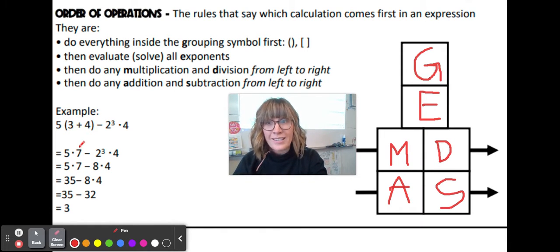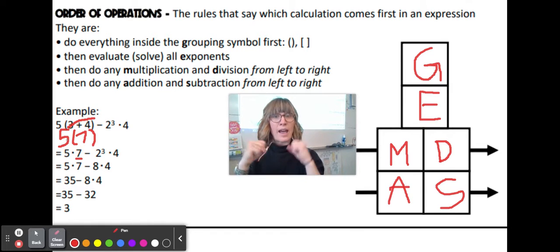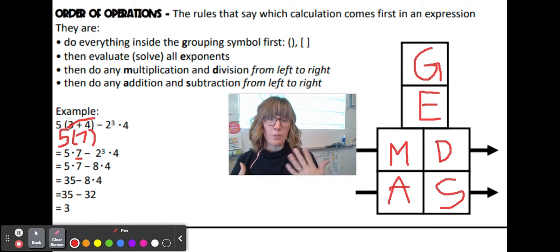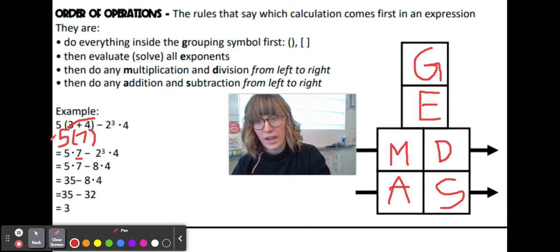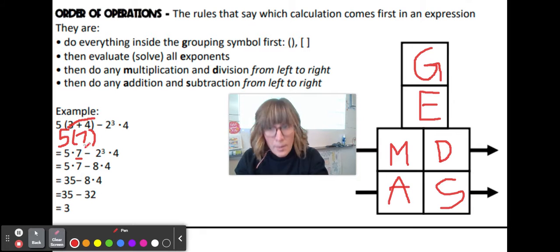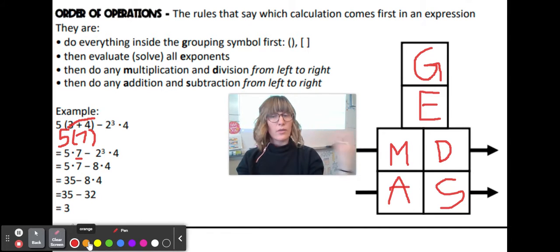So 3 plus 4 is 7. So this 3 plus 4 became a 7. And then we drop down everything we haven't used. You'll see here that the 5 touching the parenthesis, with the 7 inside the parenthesis, implies multiplication. So you'll see that 5 parentheses 7 and 5 dot 7 or 5x7 are all the same thing. It all means 5 times 7. So we have dropped down everything we haven't used. Grouping symbols. Do we have any more? Nope. So let's move to the next thing.